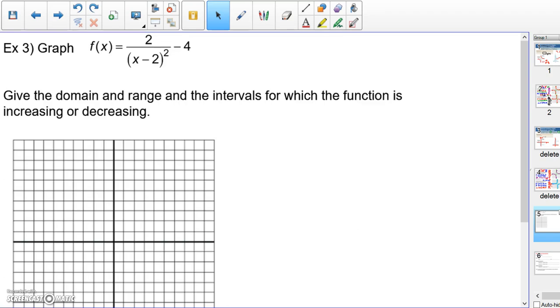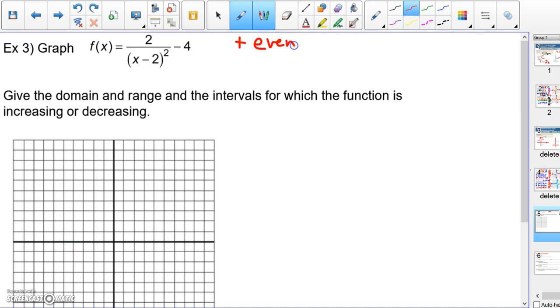Example 3, graph this function. Now, when you look at it, you should notice, hopefully, there's an x squared. X squared, it's going to be an even function. It's a positive 2, so I can see really quickly that this is going to be a positive, even function. And so, really, I pretty much know it's going to look like this before I even start. Okay, left side is up, right side is up. That's a positive, and that's an even.